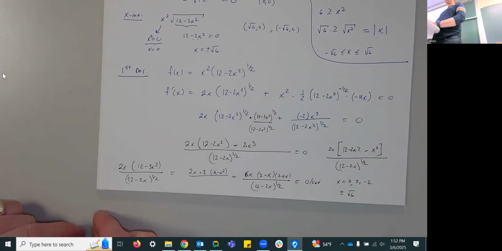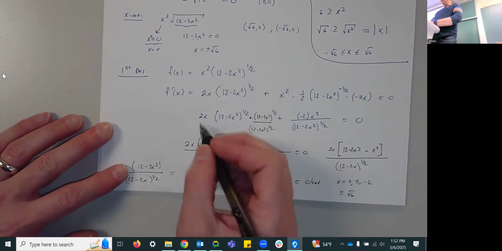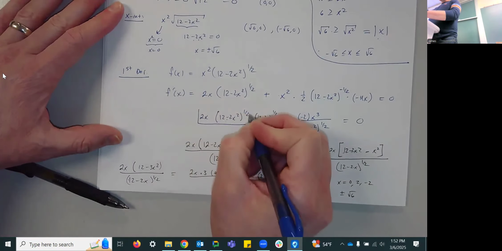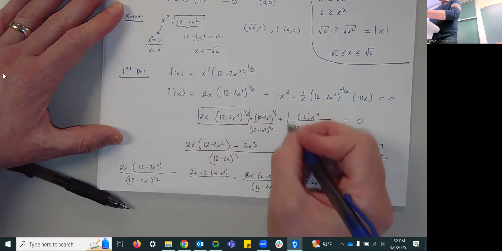Yeah. So why did you, or where did the times (12 minus 2x squared) to the 1/2 over (12 minus 2x squared) come from? So I had a thing that I was adding to a fraction.